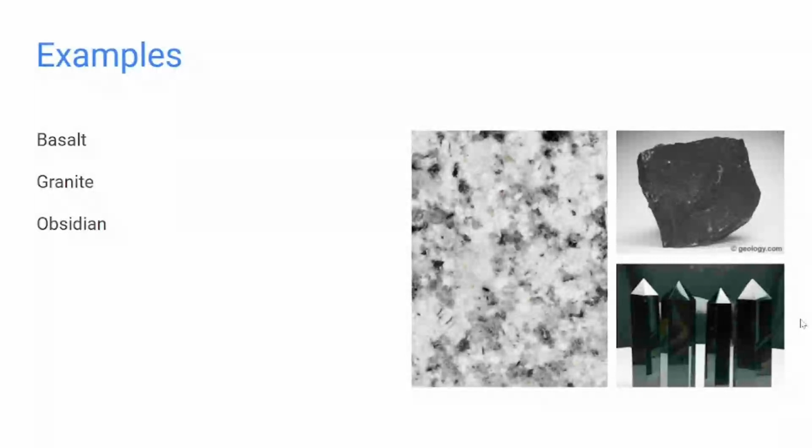The next example of igneous rock is pumice. Pumice is a soft and light colored rock which is formed when hot lava containing a lot of gases undergoes cooling.